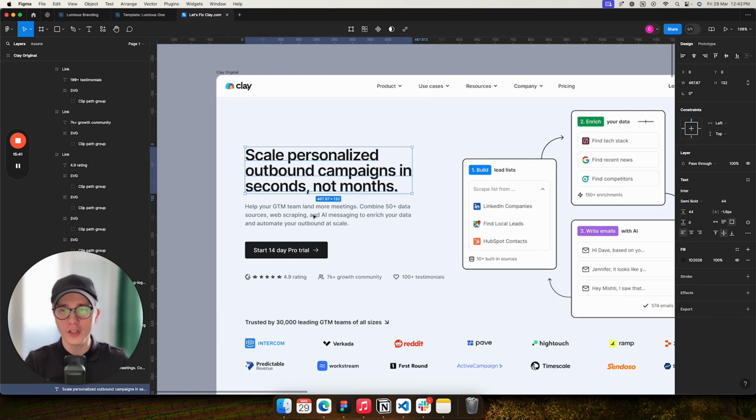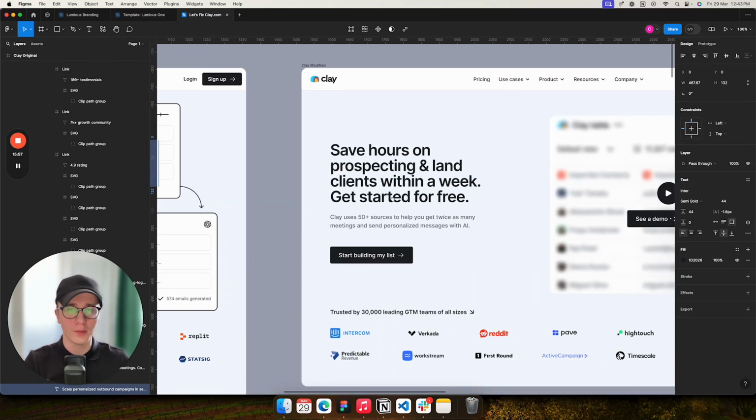And the original one is saying help your go-to-market team land more meetings, combine 50 plus data sources, web scraping, and AI messaging. To me, just looking way too complicated. Okay. Again, needs to be specific, but at the same time, easy to read and understand. So with that said, here's the changes that we applied.